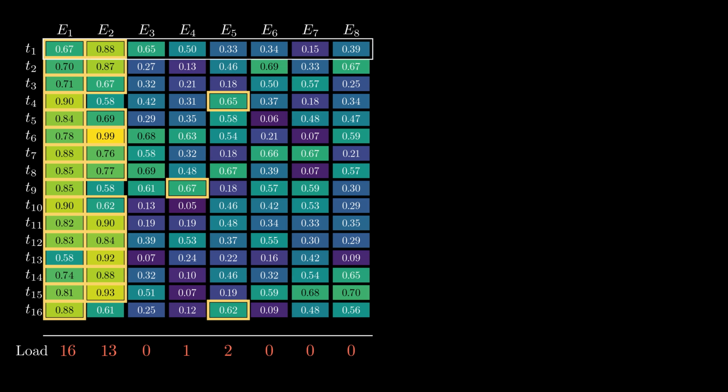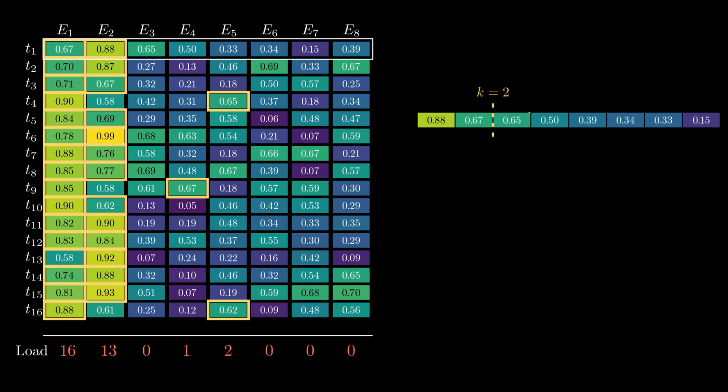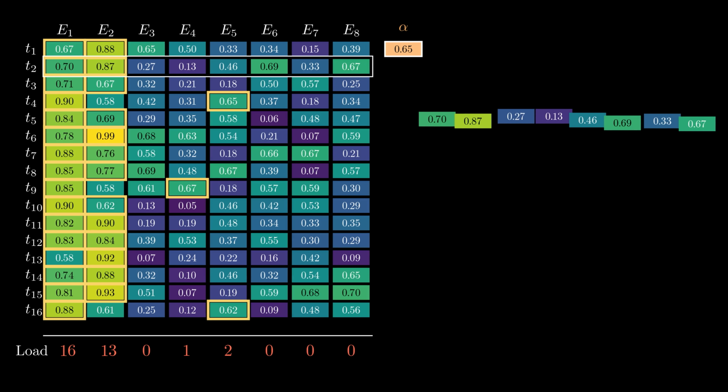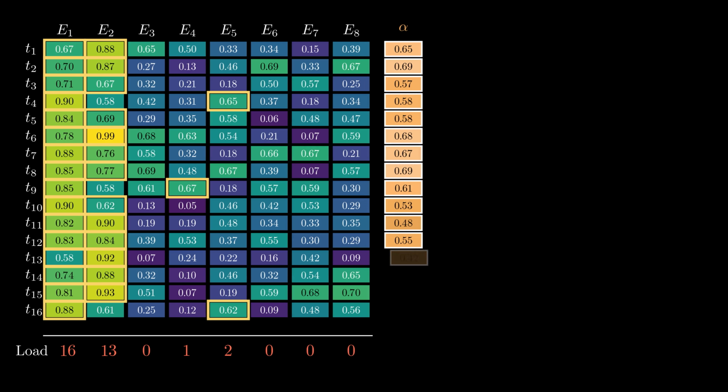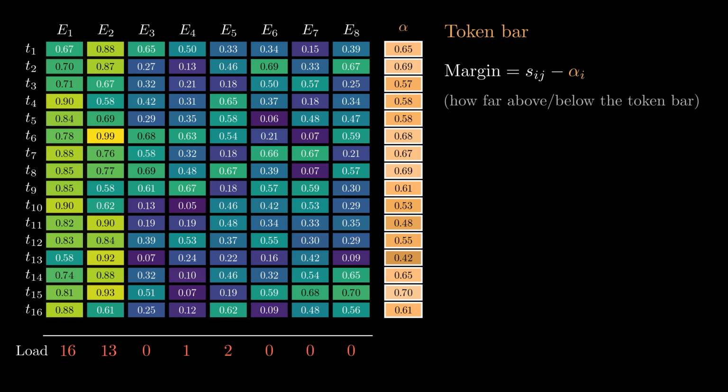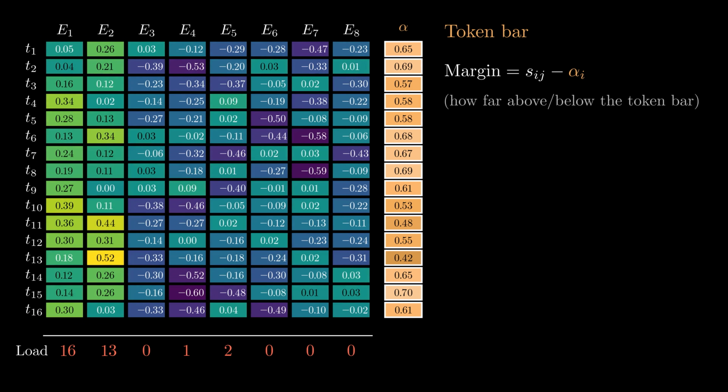If we take the router scores for each token and sort the values, we get the threshold value alpha. For top 2 routing, we pick alpha as the 3rd highest router score. So alpha is a bar. An expert wins this token only if its score clears it. With the token bar, we can compute the margin. That is how far each router score is above or below the token bar.